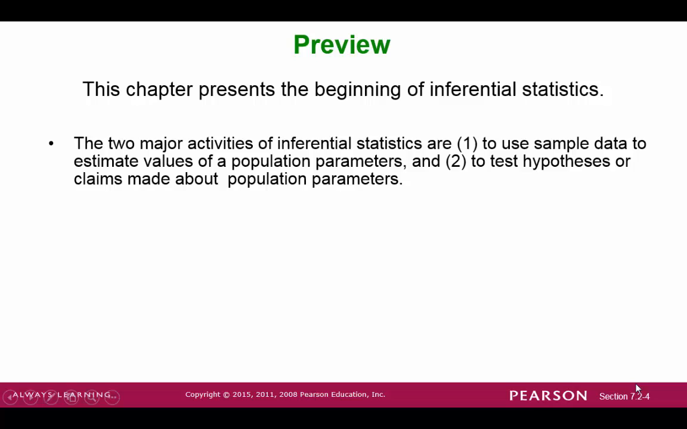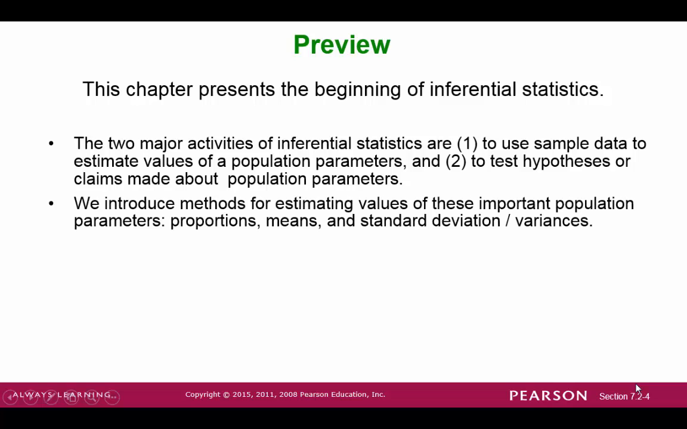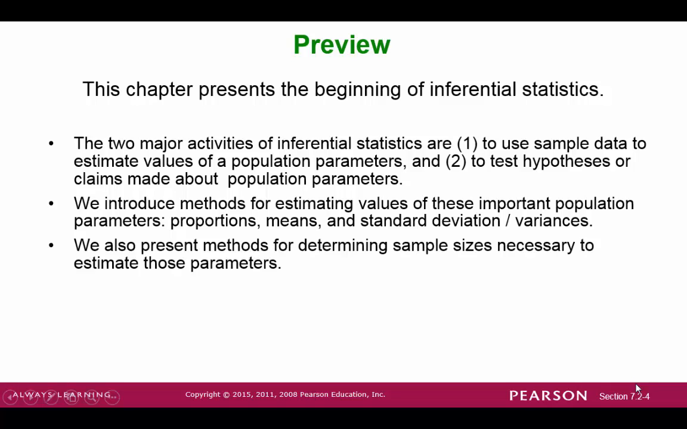So this chapter will mark the beginning of our study of inferential statistics. So we have two main ideas for inferential statistics. One of them is to estimate a value of a population parameter. The other is to test a claim about the value of a population parameter. So we'll introduce these methods of estimating in this chapter, and we will work on the parameters of proportion, means, and standard deviations. We'll also be looking at how to determine a sample size so that you can study and estimate these parameters.